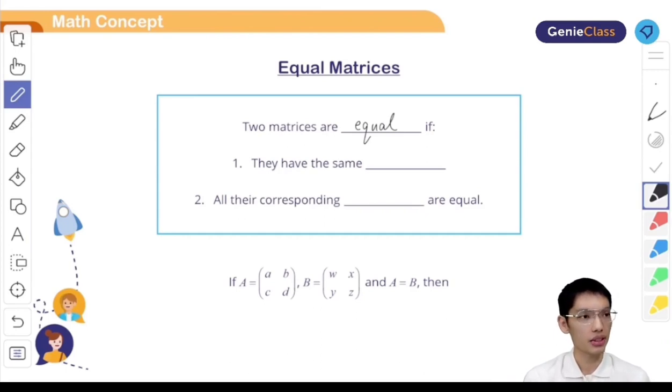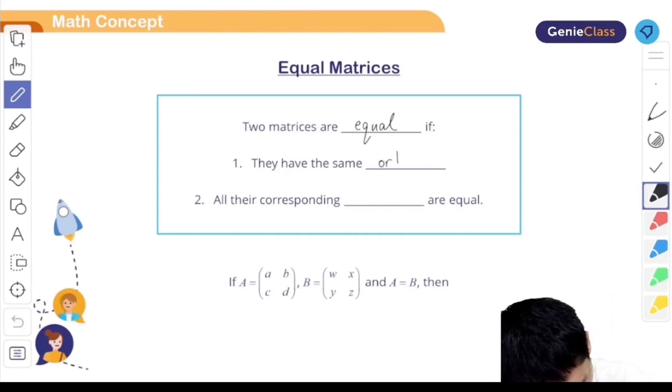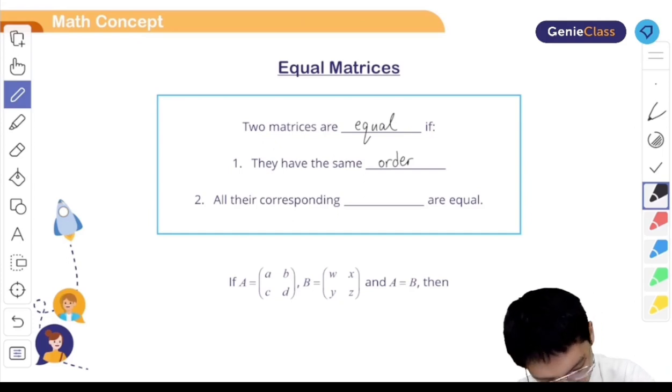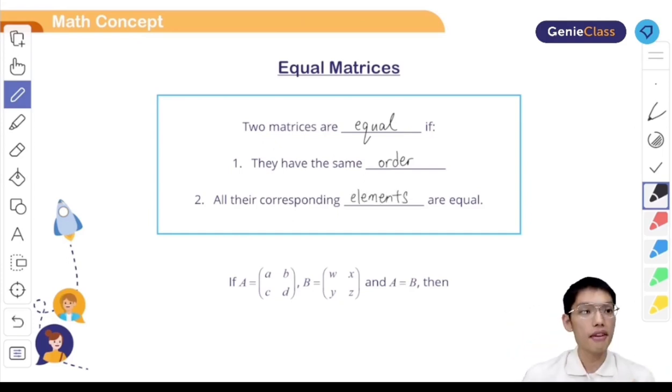All right, let me just read a while. All right, very good. So you realize they should have the same order. That means the dimensions in this case. Same value, next one, very good. But in this case, we are talking about the corresponding elements, to follow up what Zing said. Same value, perfect. Or in this case, the corresponding elements are equal.